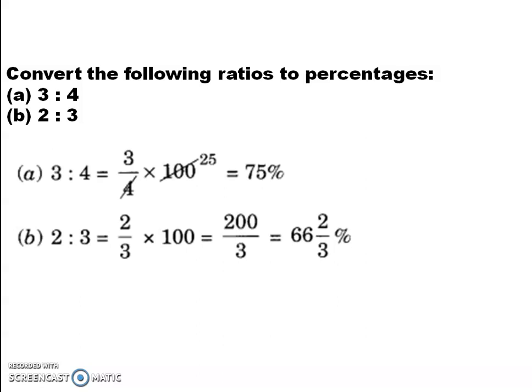Next question is 2:3. How will you write it as fraction? 2:3 can be written as 2/3 and if you want to convert it to percentage, multiply it with 100. 200/3, converting it into mixed fraction, we will get it as 66 2/3%.